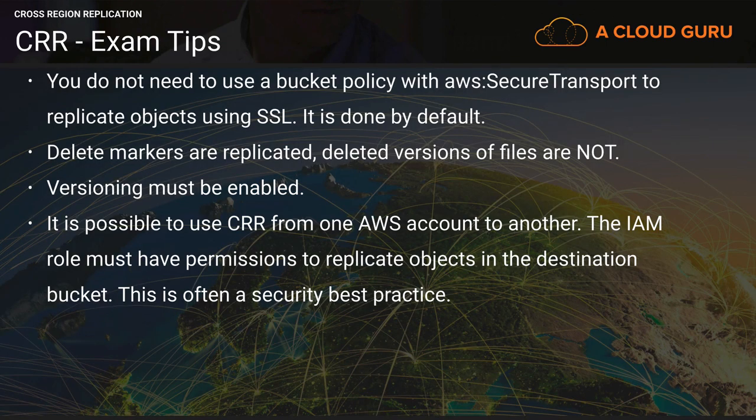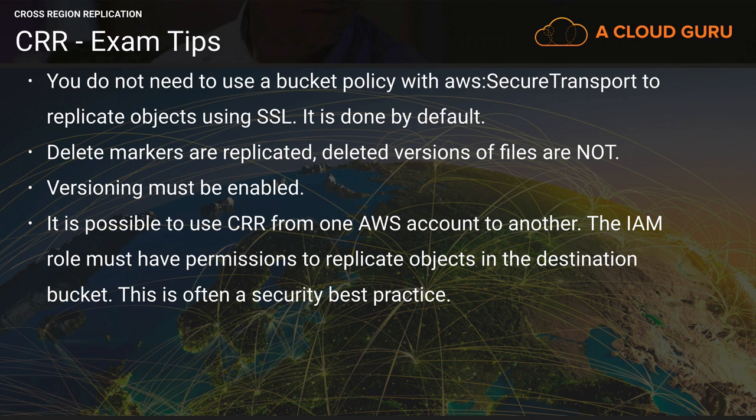But like I said, the real important thing to remember is that, first of all, you do not need to use a bucket policy with AWS Secure Transport to replicate objects using SSL. The replication is always done using SSL by default. Do remember that. The only time you're going to use AWS Secure Transport inside a bucket policy is to make sure that nobody can access that bucket using just HTTP. They must access all objects in that bucket using HTTPS.